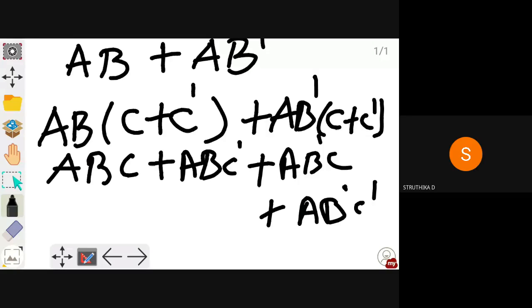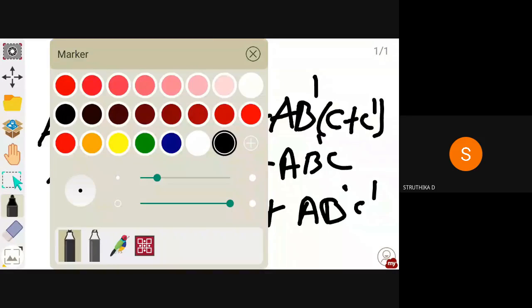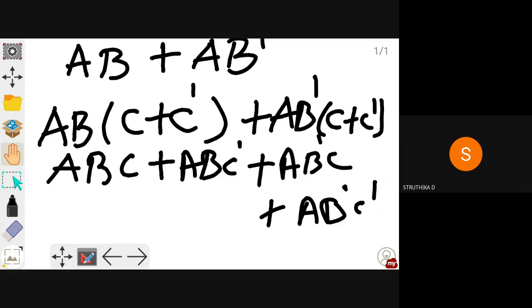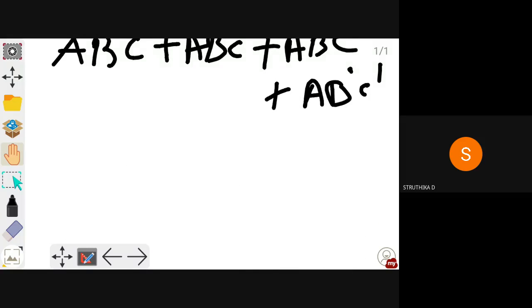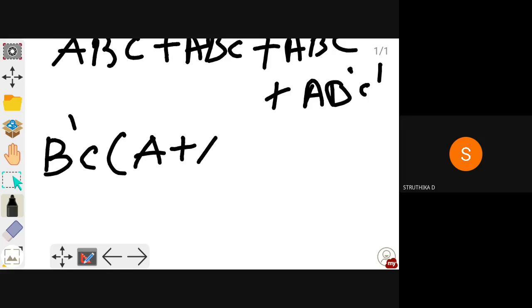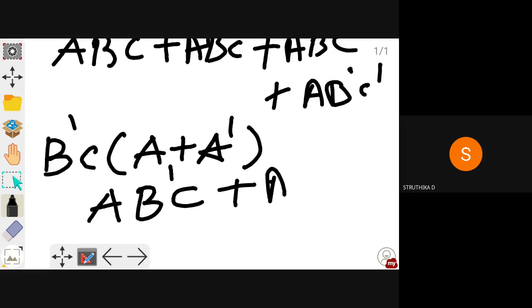Yes, ma'am. So next term, what is the next term? B dash C. In B dash C, what is missing? A is missing. So B dash C can be multiplied by A plus A dash. So this will become A B dash C plus A dash B dash C. So you combine all these things.